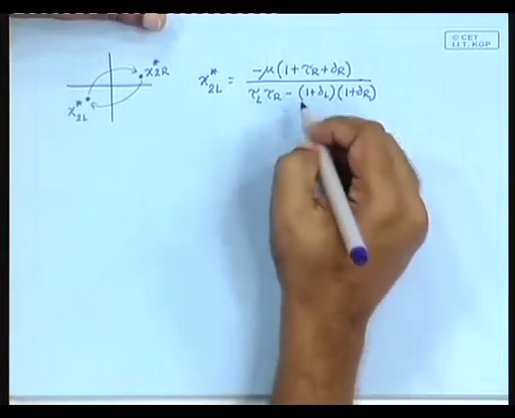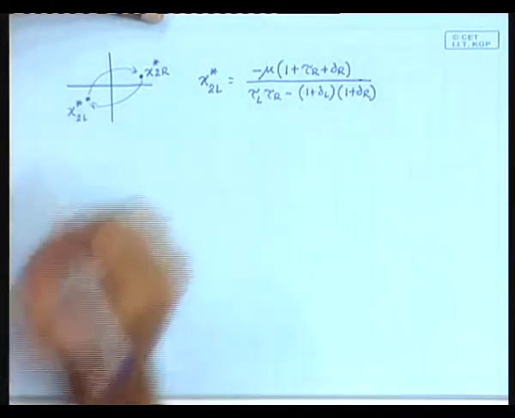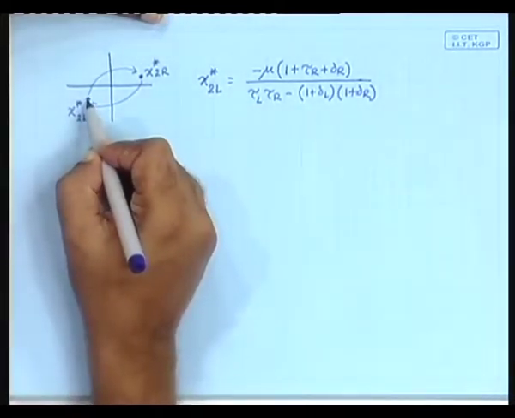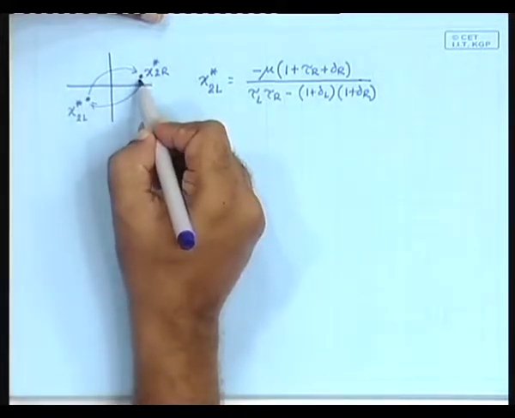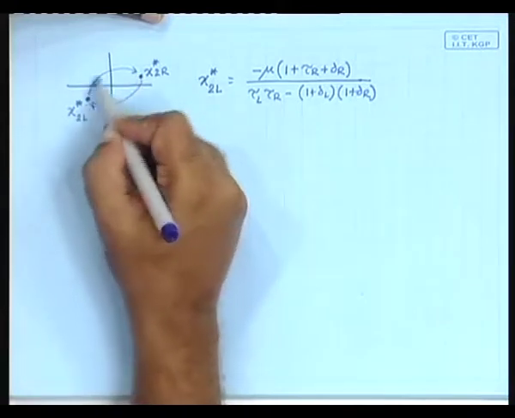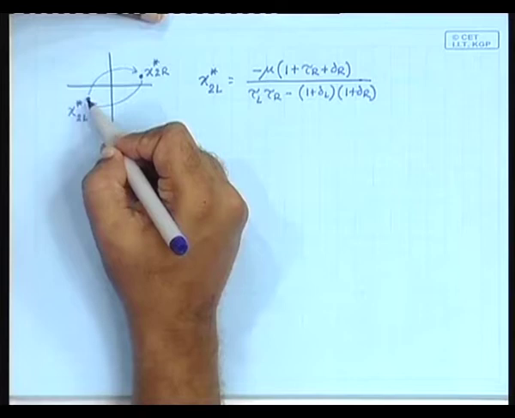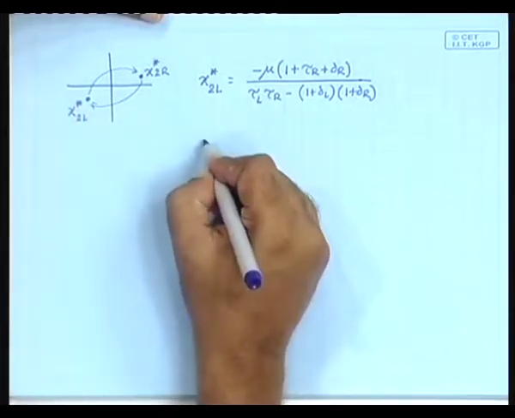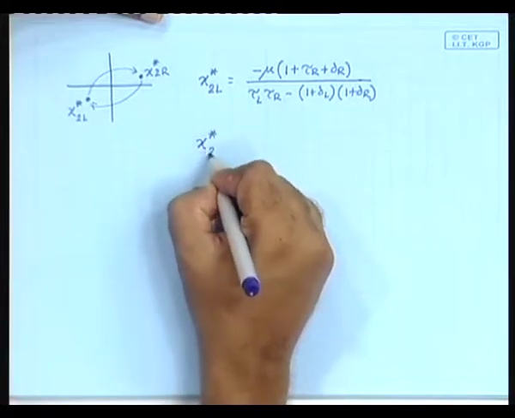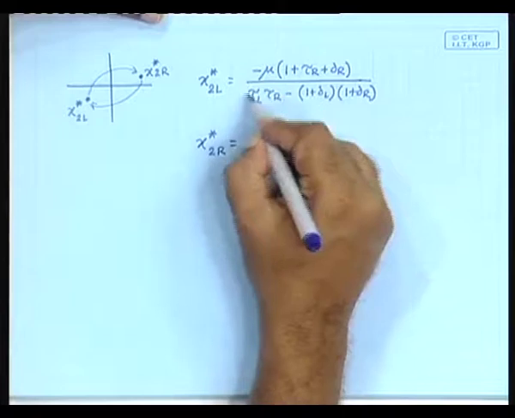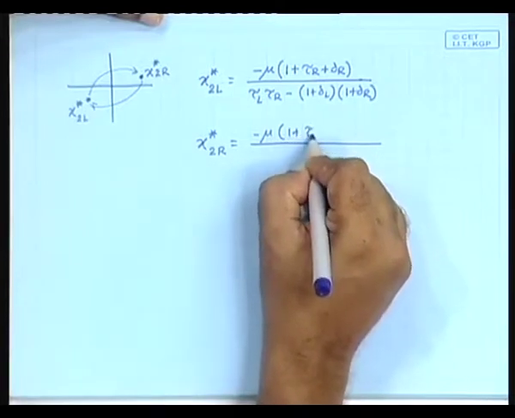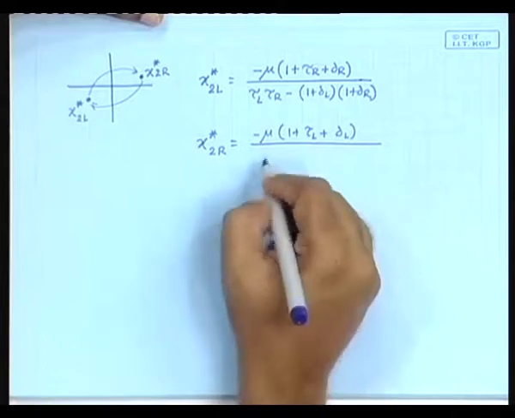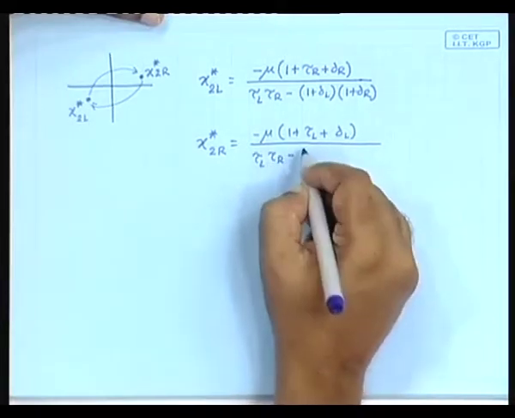it will be a good exercise for you to do it yourself. These are rather easily found, because all you need to do is to start from a point here, map it to the left, to the right, again from here map it to the left, and that way you obtain this point whose stability you have to obtain. So, your x star 2R would be obtainable just by simply changing the L's to R's and vice versa, 1 plus tau L plus delta L divided by tau L tau r minus 1 plus delta L. This is already symmetrical, so nothing has to be changed.